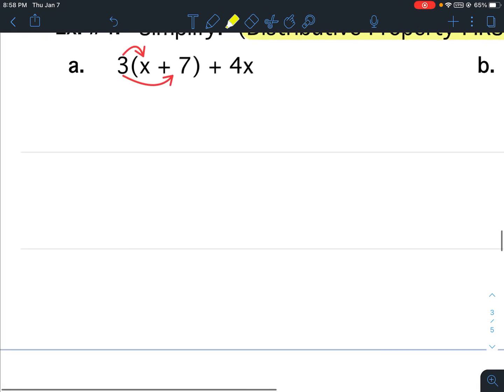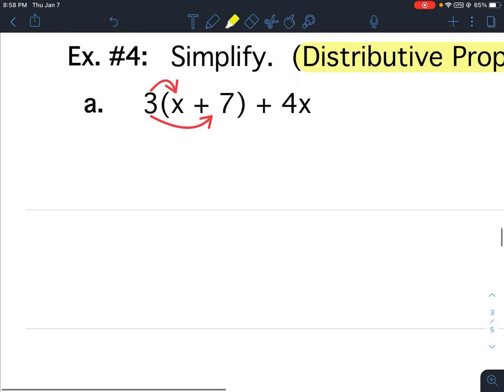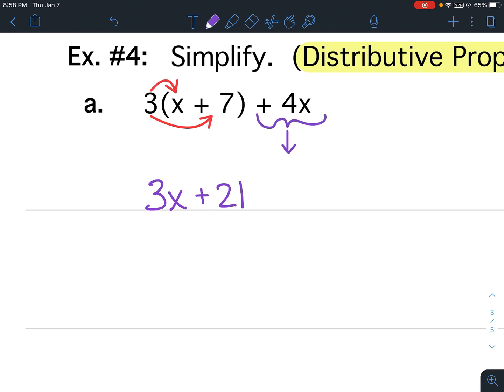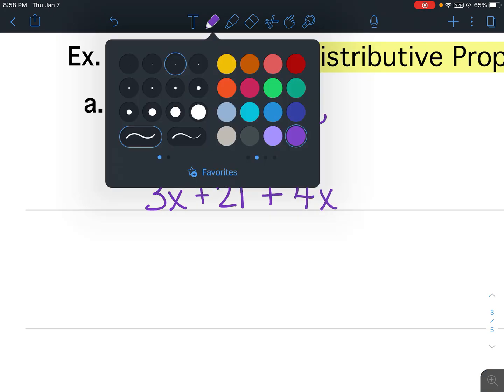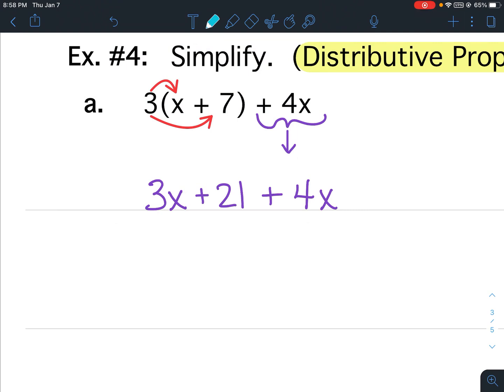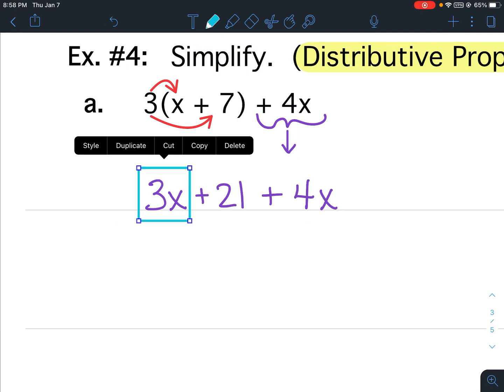So for example 4a, I'm going to take 3 times x to get 3x, and 3 times 7 to get 21. Then for this here, I just bring it down. So I bring down the plus 4x. And now I'm ready to combine like terms. So I'm going to box my x term there.